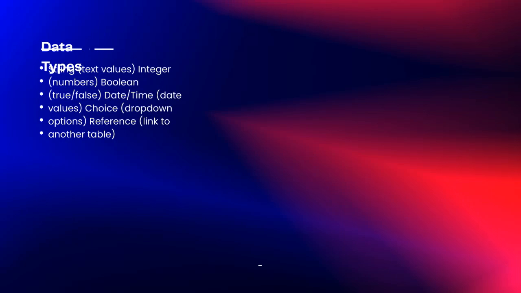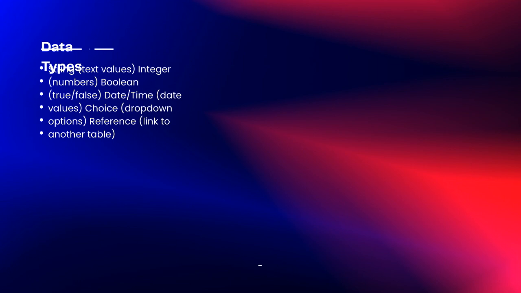Now let's take a closer look at the different data types we encounter in our databases. First up, we have string, which contains text values. Think of names or descriptions. Next, integer refers to whole numbers like quantities or counts. Then there's Boolean, which is all about true or false responses, perfect for yes-no questions.